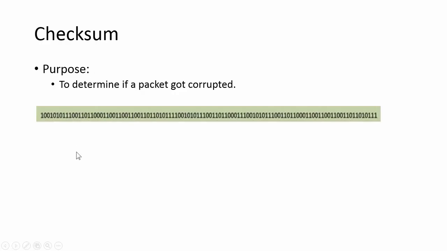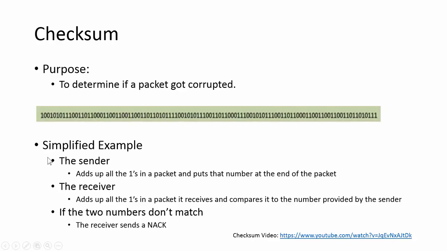So a checksum is a mathematical algorithm, and here is a super simple example of what checksum is. The sender, when it sends a packet, adds up all the ones in the packet and puts that number at the end of the packet. Then the receiver, when it receives a packet, adds up all of the ones in the packet and compares it to the number which is provided by the sender. If those two numbers don't match, that implies the data got corrupted during transmission, so the receiver sends a negative acknowledgement to the sender and the sender resends. The purpose of checksum is to determine if a packet got corrupted.